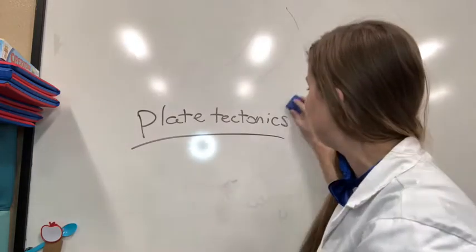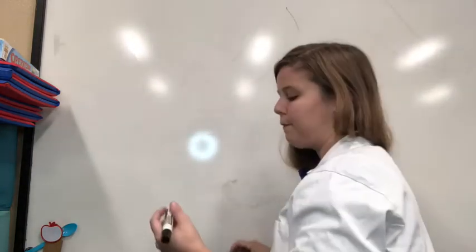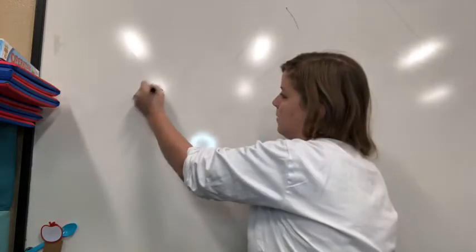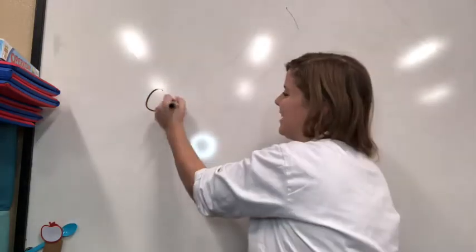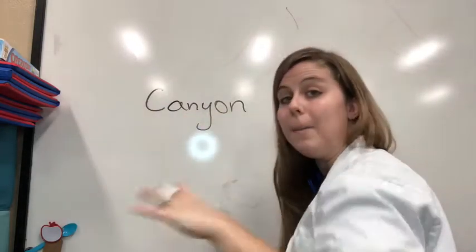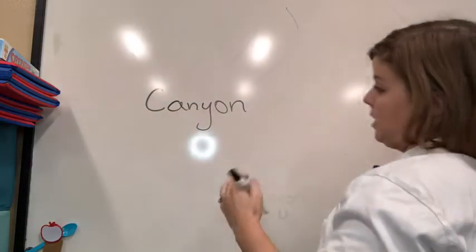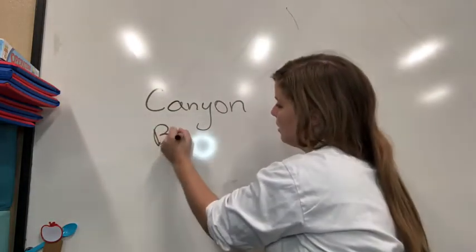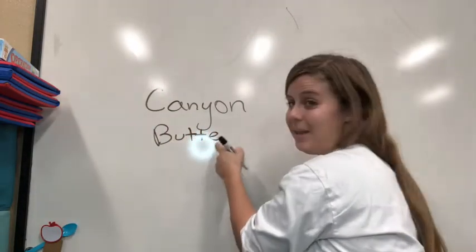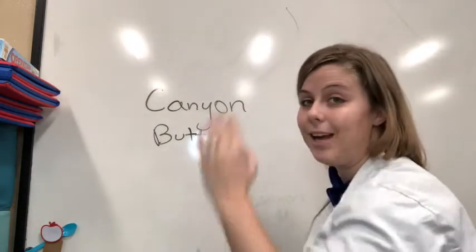So let's review our learned vocabulary. What was the first one? Good, canyon. Canyons are the flat part at the bottom of two mountains. Think of the Grand Canyon. Good, then we have a butte. Remember that E, it's important. We have a butte that is steep on the sides and flat on the top.